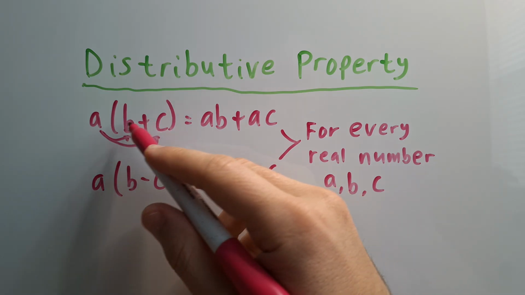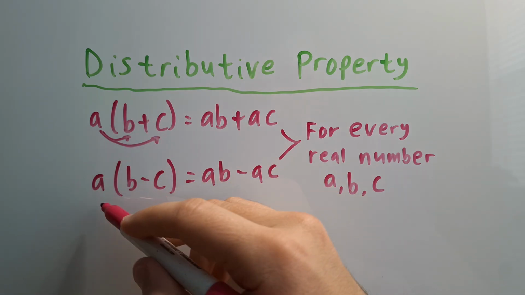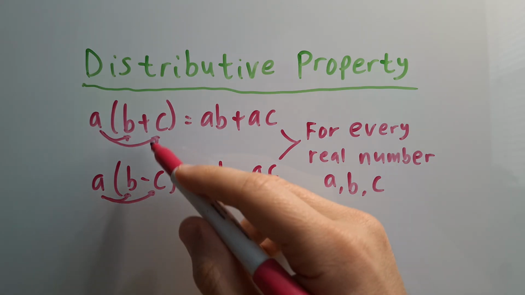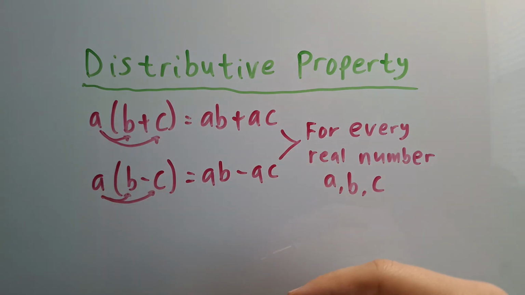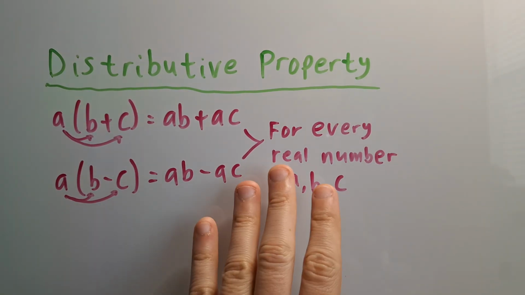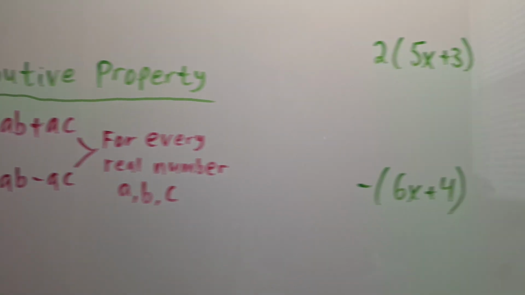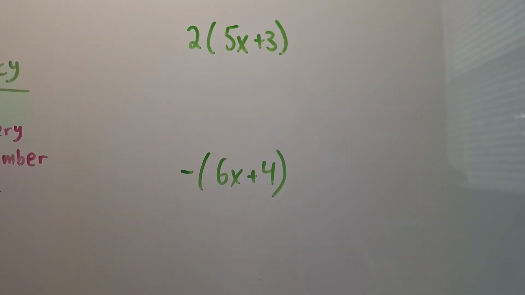Doesn't matter if those terms are separated by addition or subtraction, we'll get a combination of a lot of different terms. And if we're able to combine any together, it makes for a nice answer. And again, this works for every real number. Let's take a look at a few examples.